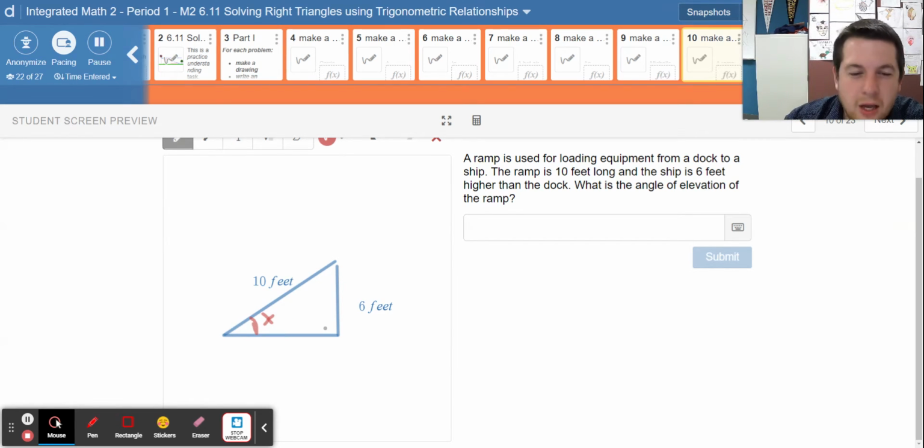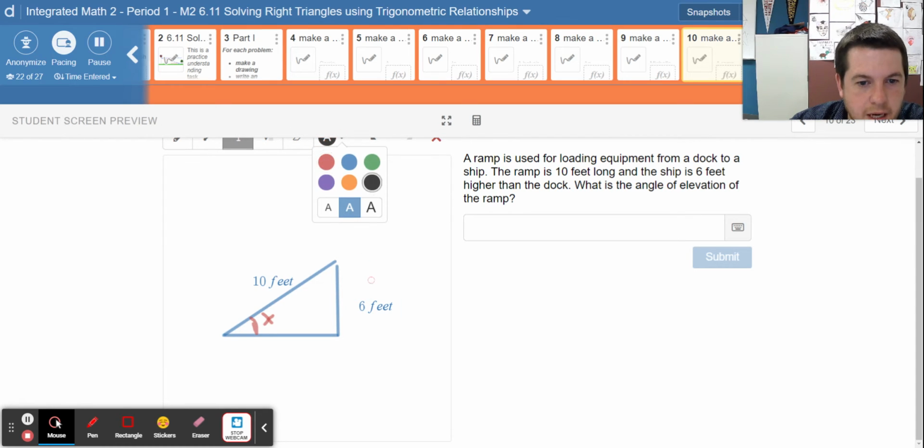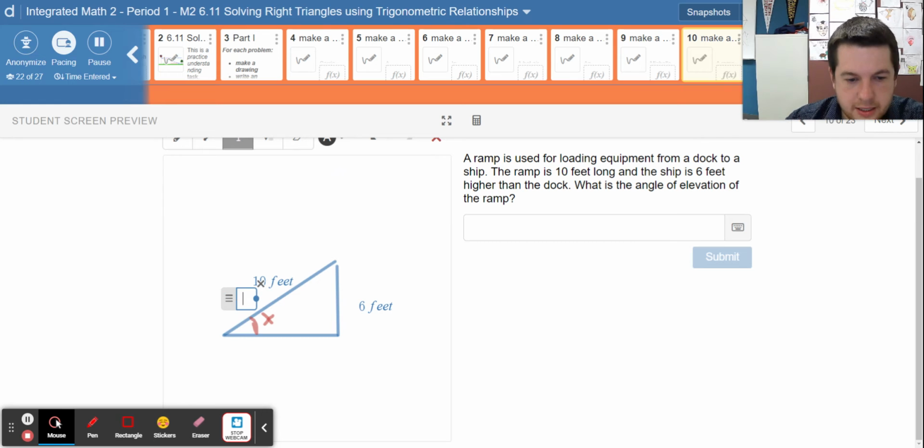When we're trying to find an angle, the first thing that we should do is identify our opposite, adjacent, and hypotenuse sides. So the 10 feet should be our hypotenuse, it's the longest side. This 6 feet here is the opposite, as it's not touching the angle. And the other side here at the base is adjacent, since it's touching the angle x.